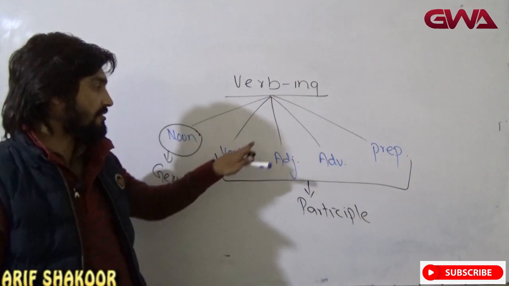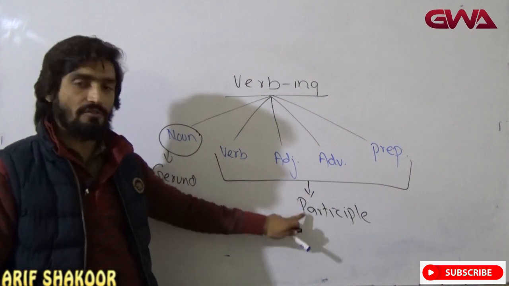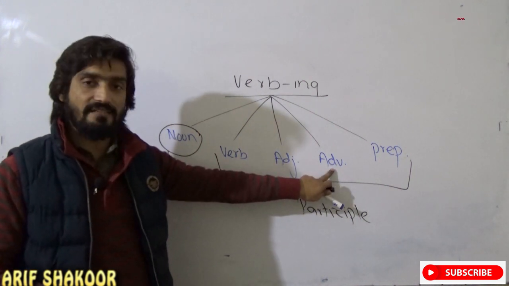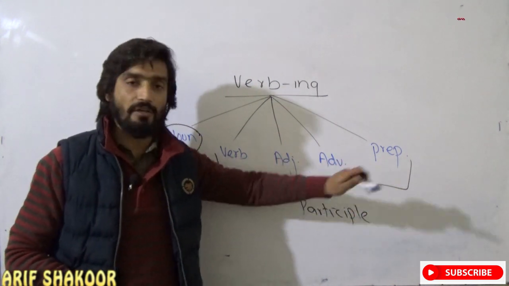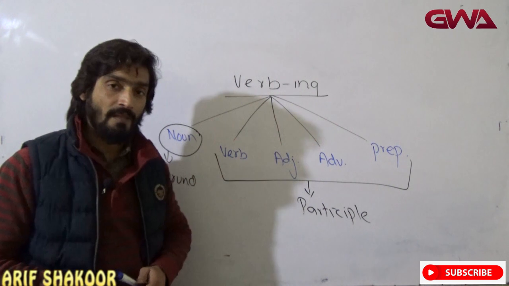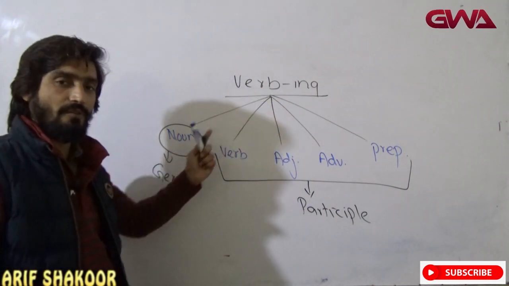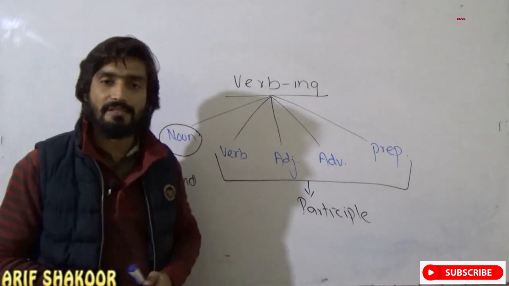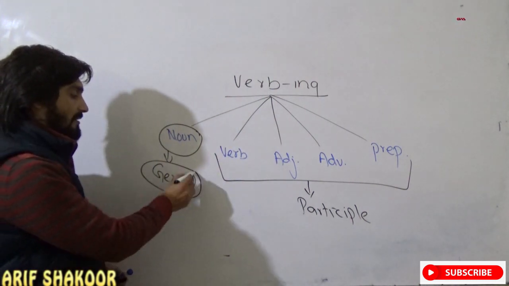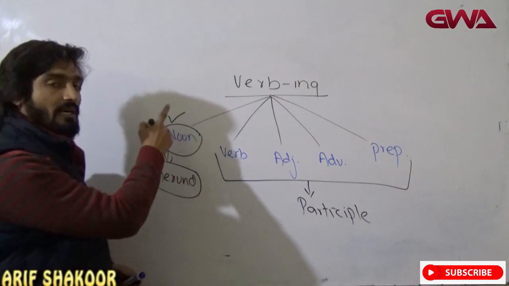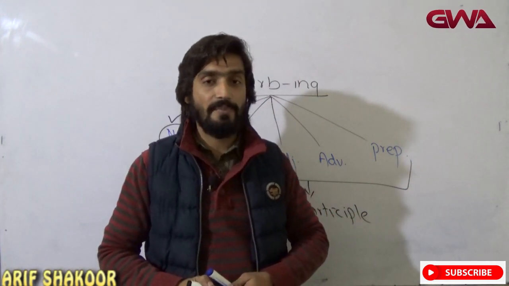When verb ing functions as a verb, it is called participle verb. When it functions as an adjective, it is called participle adjective. When it functions as an adverb, it is called participle adverb. And when it functions as a preposition, we call it a participle preposition. Now, if you call it a participle, you cannot call it a gerund. But if you call it a gerund, you cannot call it a participle. This is the difference. Now, to understand gerund, you need to understand noun first. That was the difference between participle and gerund.